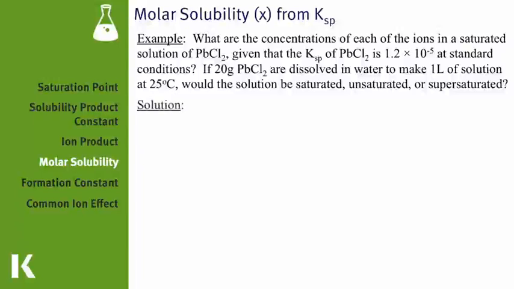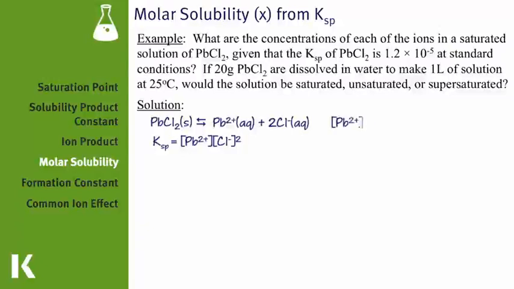This problem starts out like all solubility problems, with a balanced dissociation reaction. Solid lead 2 chloride will dissociate into 1 lead and 2 chloride ions. Then, we write out the KSP expression, making sure to place the chloride's coefficient as the exponent. Next, we will substitute in our variable x, making sure to keep track of there being 2 times as much chloride as lead. After substituting in our x's, we can then distribute the exponent and simplify to find that KSP equals 4 times x to the third.